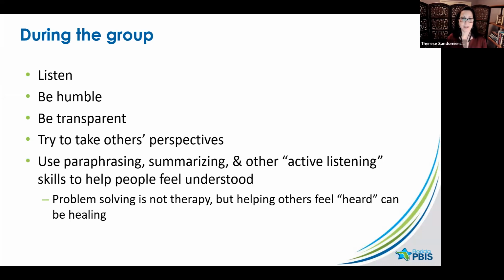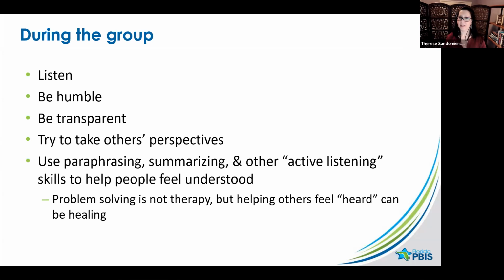Transparency is key. It is key because in trying to establish a history of productive collaboration with families, you have to be honest, right? Honest communication is key to having a good relationship. So you have to be transparent. Try to take others' perspectives and use those active listening skills to communicate that you are hearing what people are saying. If you can do just that piece where people are feeling like they are being heard, that by itself can be very healing in terms of building up relationships between family members and school members.